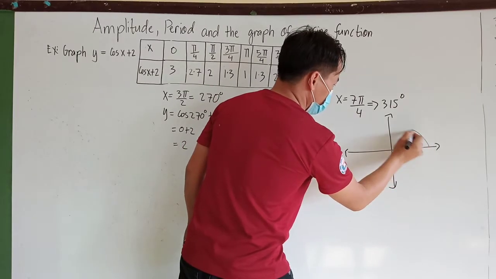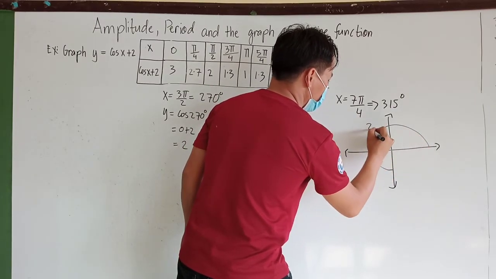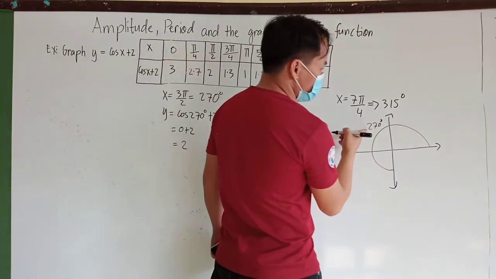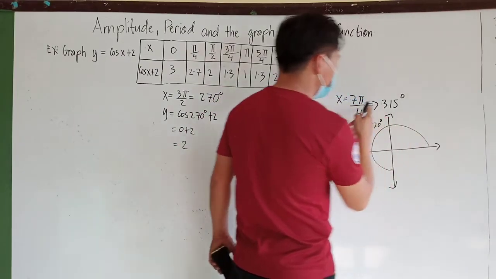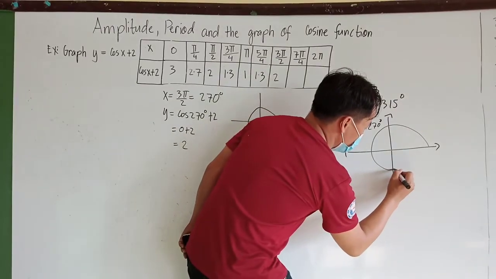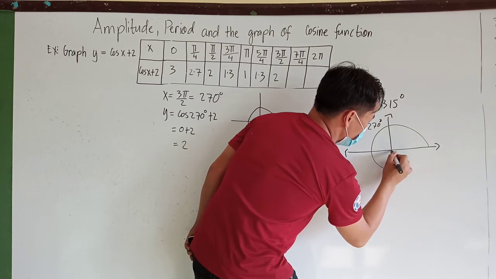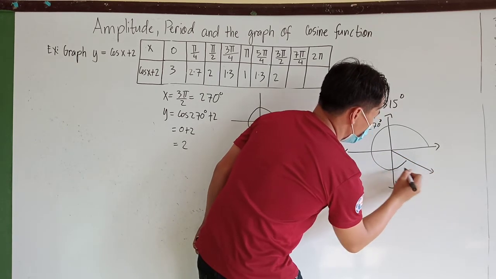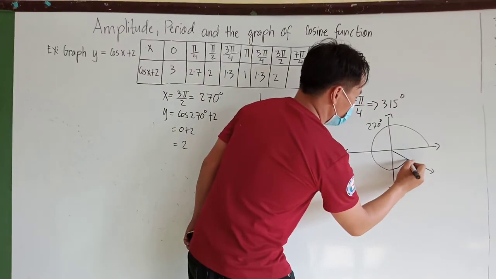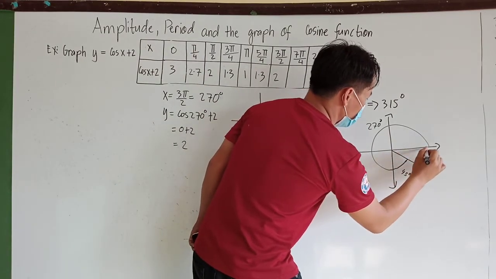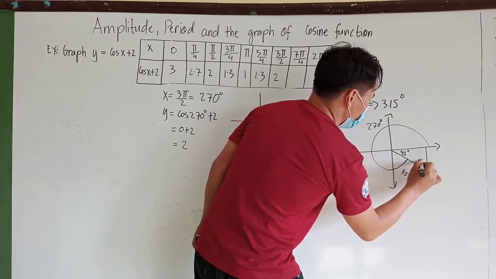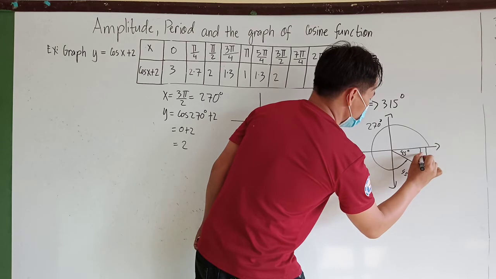315, we have 270 degrees. Plus, because 270 and at the same time the angle is 315, the difference is only 45. So we have 45 degrees here. This one is 45 degrees. So therefore, this one is actually 45 also. 45 degrees, 45. This one is 90.